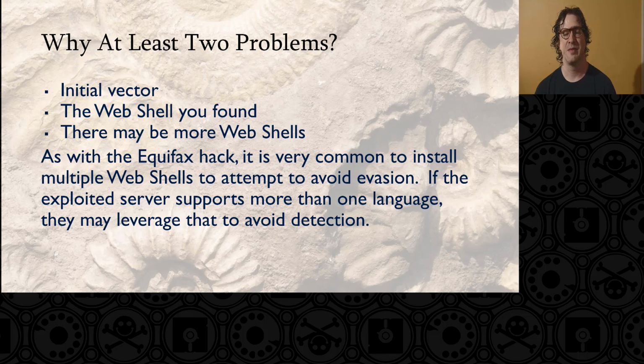Why at least two problems? First, there's the initial vector, whatever allowed them to get the web shell on the system in the first place. This might be something simple like a file upload vulnerability, but it's something that needs to be remediated. Second, there's the web shell that you found that needs to be cleaned up.